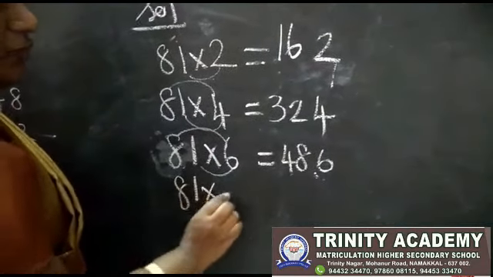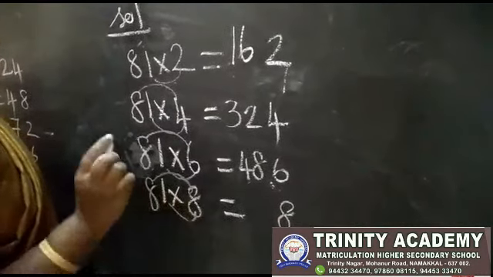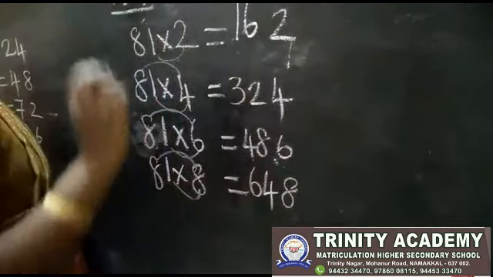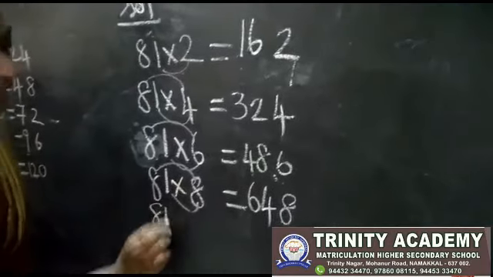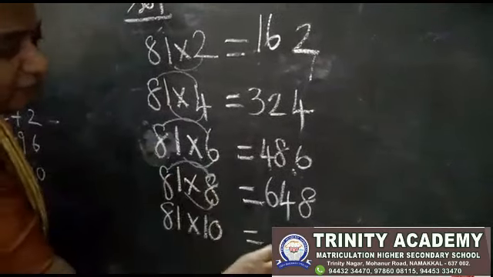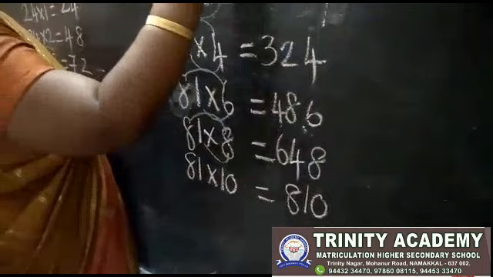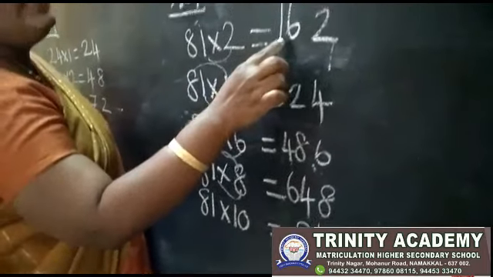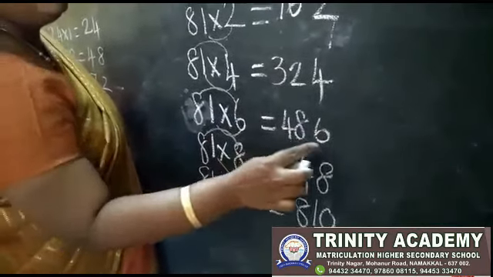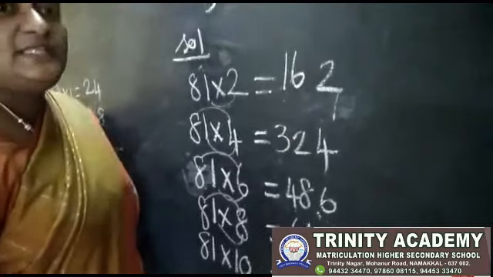Similarly 81 into 8. 7 won't come. So 8 ones are 8, 8 eights are 64. So 648 is the even multiple of 81. So again 81 into 10. 9 won't come. So 81 into 10 is 810. So 810 is the even multiple of 81. Therefore the first 5 even multiples of 81 are 162, 324, 486, 648, 810. Okay children, let us see the odd multiples.